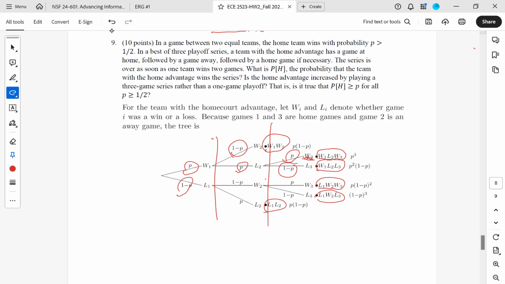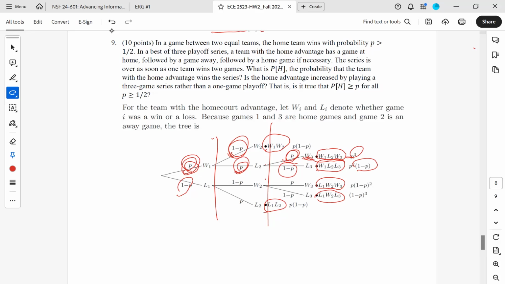And the probability of each element, because it's sequential and independent, is the multiplication of all the events that happen in a row. So for W1, W2, we have P multiplied by 1 minus P. For the other one, we have P multiplied by P multiplied by P. So it's PQ. The third one is P times 1 minus P, so it's P squared multiplied by 1 minus P. And we can calculate the probability of other elements in the same way too.